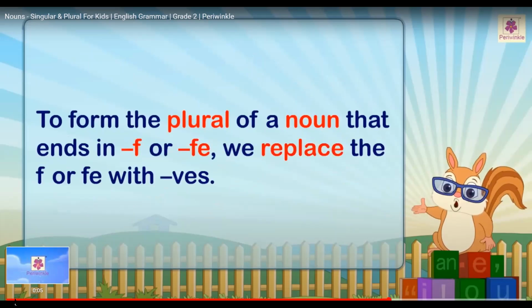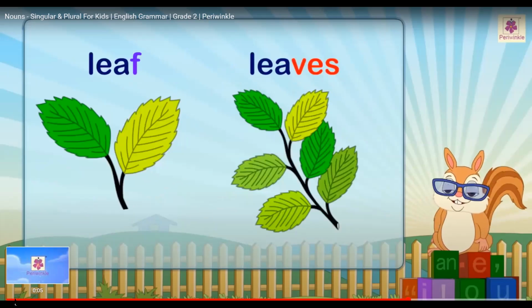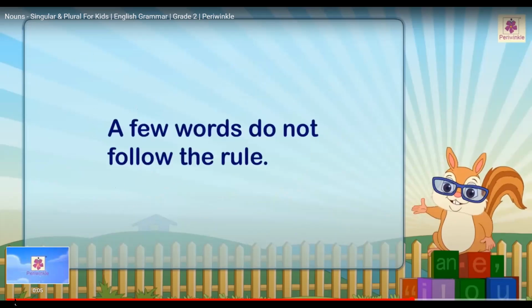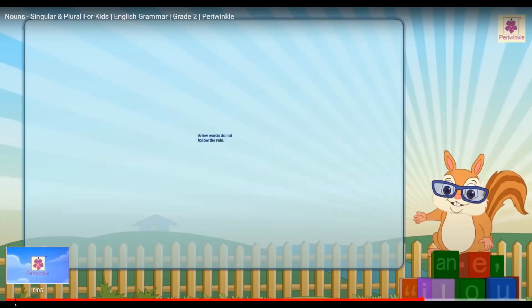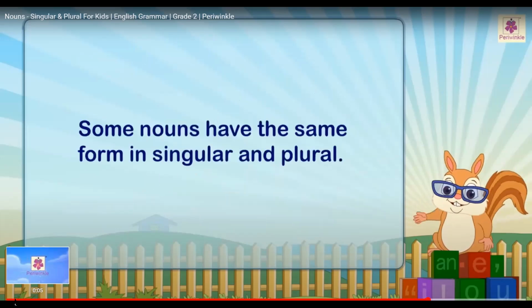The plural noun form for words that end in F or FE is made by replacing it with VES. If the word ends with F or FE, we have to remove that and add VES. A few words do not follow the rule. As I said, there are exceptions. Now chef, chefs: here it is not following the rule.